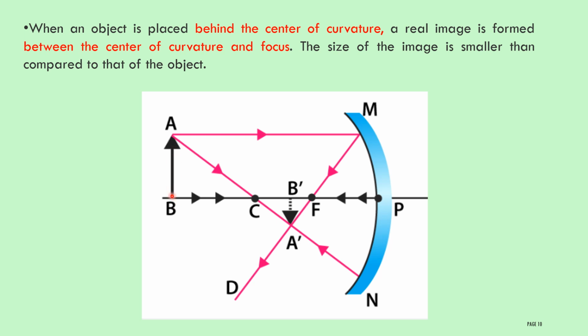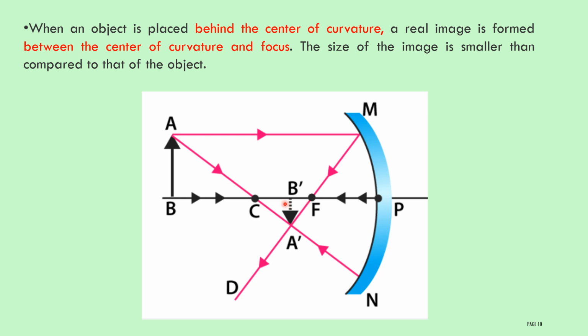Here, this is the position of an object. You are keeping the object behind the center of curvature. Here also we are considering two rays. One is this one, another one is this one. Already you know, if any ray is parallel to the principal axis, this is the principal axis, after reflecting, it will always pass through the principal focus.